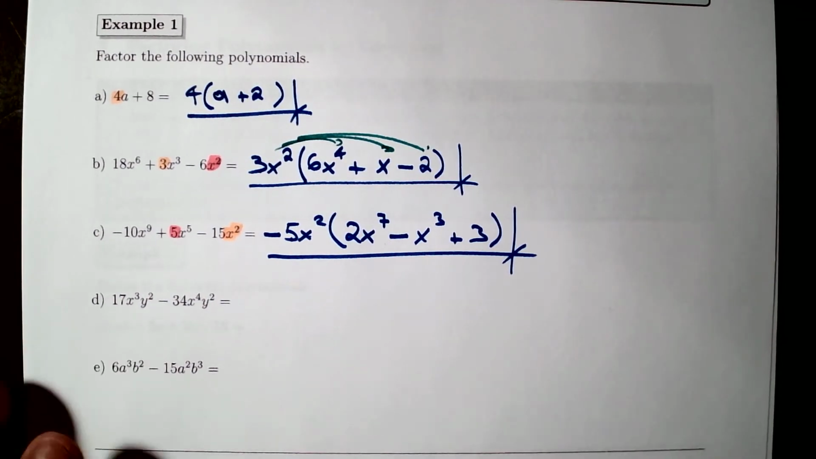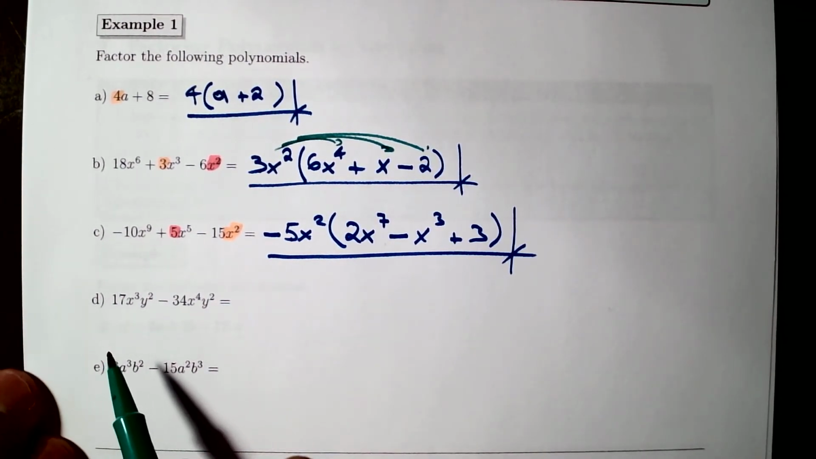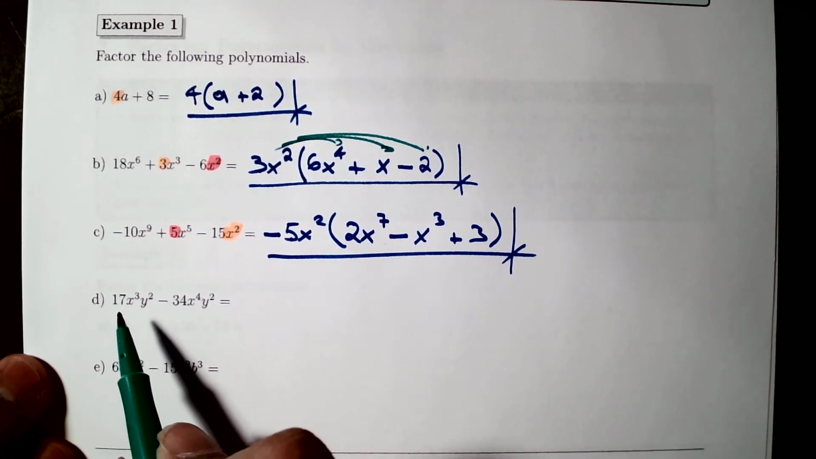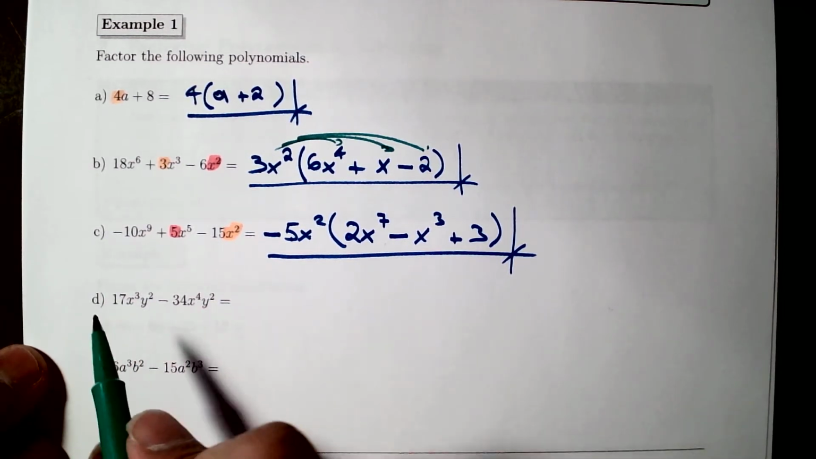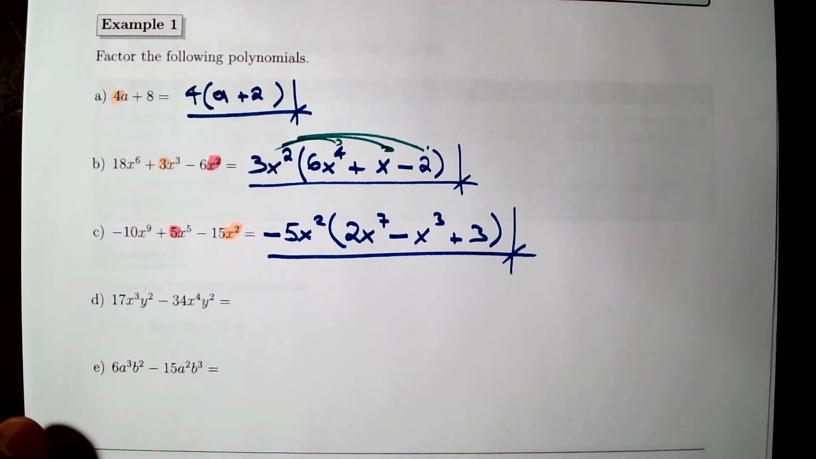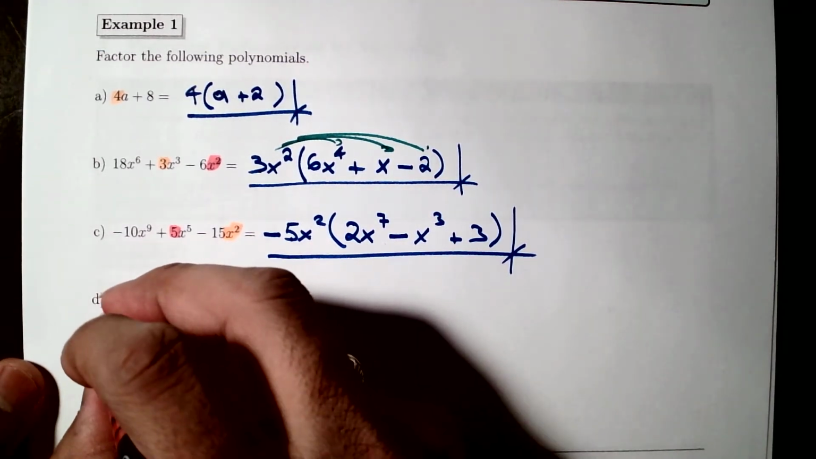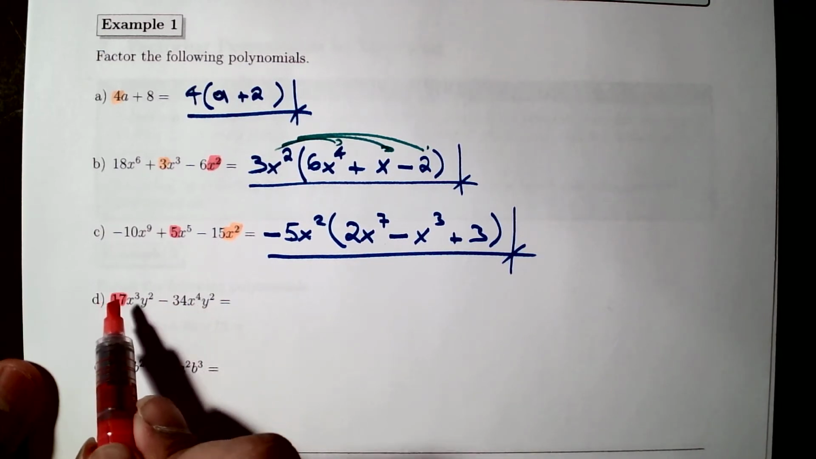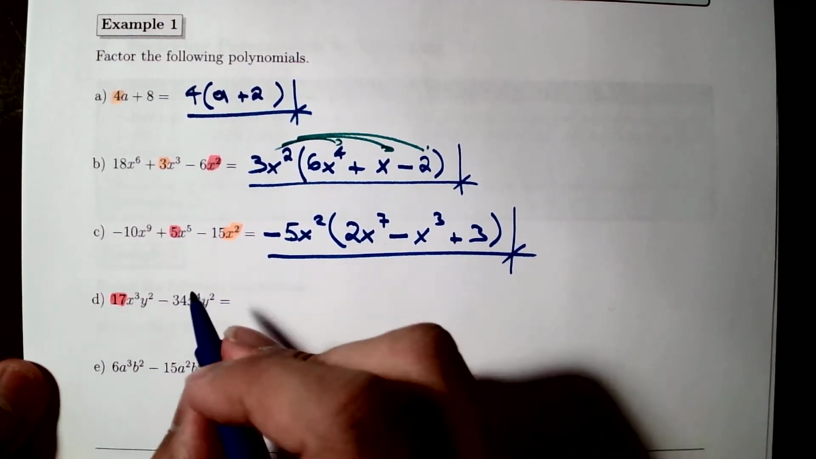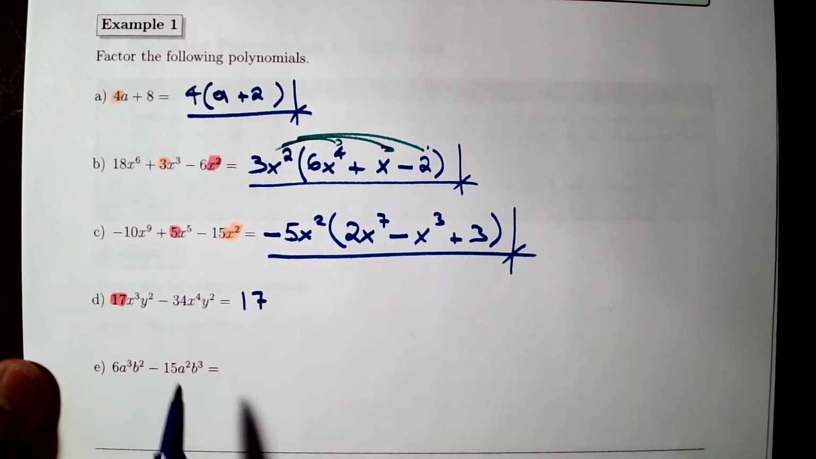Alright, let's look at letter D. Now letter D might look a little bit tricky because this time it has two variables going on at the same time. We're going to deal with them individually, but first of all, let's look at the coefficients. For the coefficients, we have 17 and 34. Which one is the smallest of them? Well, the smallest of them is 17. Now let's look at the other coefficient, 34. Is 34 a multiple of 17? The answer is yes. So 17 is going to be the GCF, the greatest common factor.